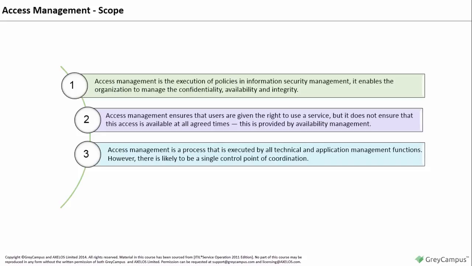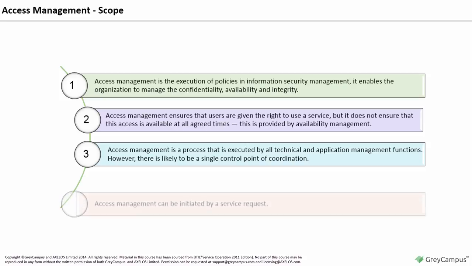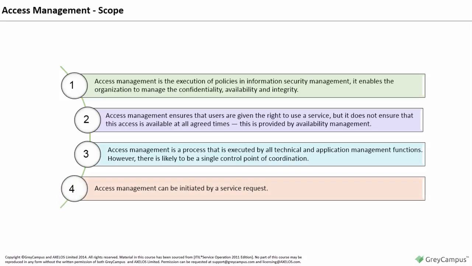Access management is a process that is executed by all technical and application management functions and is usually not a separate function. However, there is likely to be a single control point of coordination, usually in IT operations management or on the service desk. Access management can be initiated by a service request.